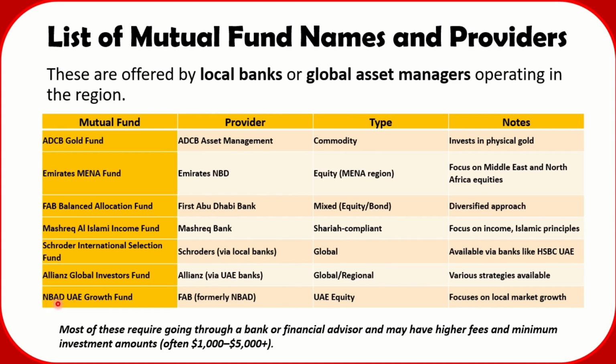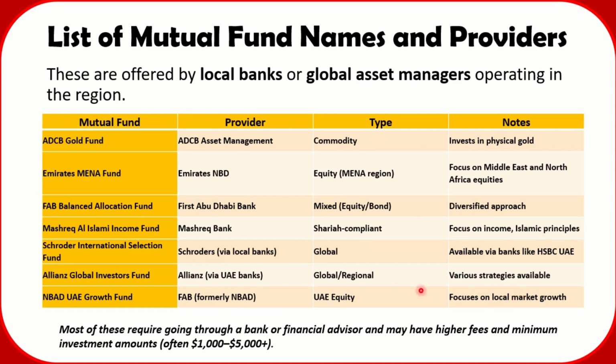And from this one, the NBD UAE Growth Fund is offered by FAB. Because FAB is First Abu Dhabi Bank, right? The earlier name was National Bank of Abu Dhabi. That National Bank of Abu Dhabi was renamed to First Abu Dhabi Bank currently. So both are the same only. That is why they have given it as formerly NBD. They are investing in UAE equity and focus on local market growth.